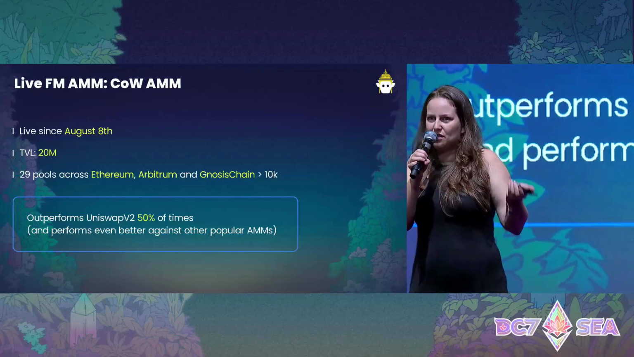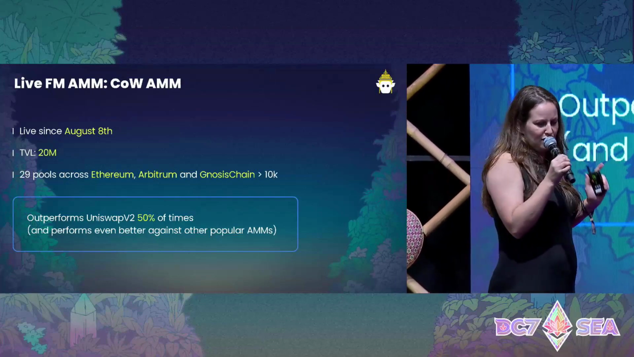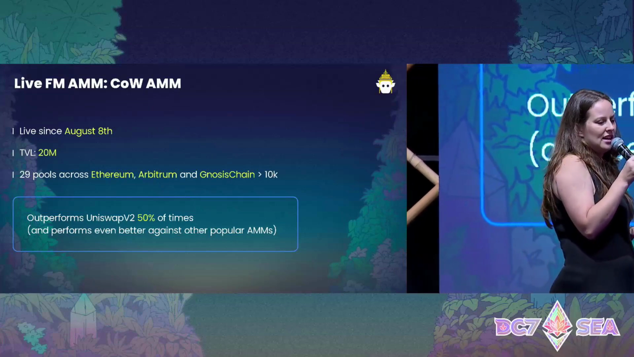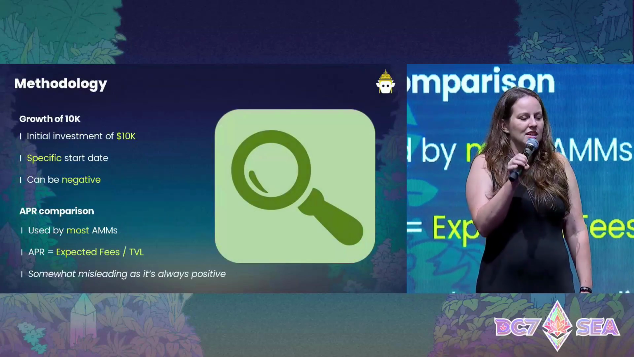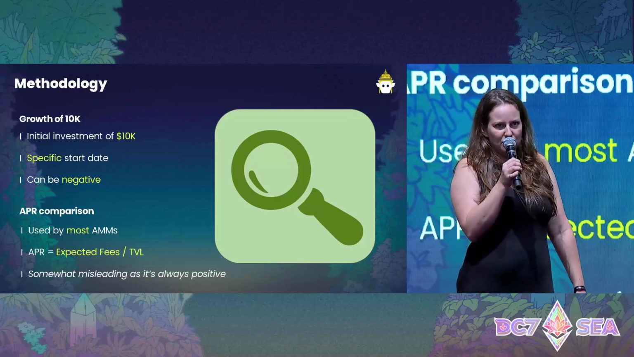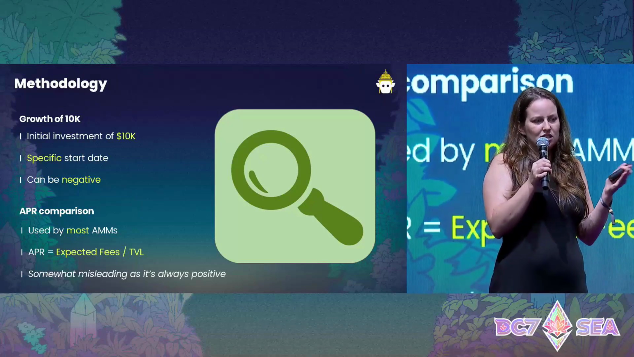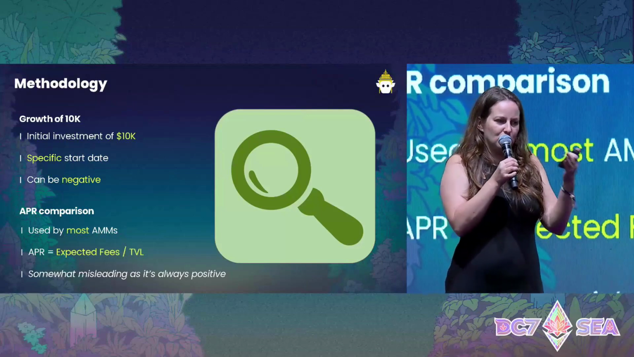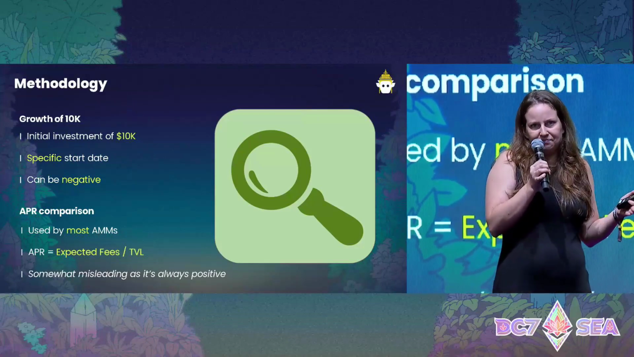You might wonder, why do we compare against Uniswap v2? The reason is that Uniswap v2 is currently performing best for passive liquidity providers. So we wanted to compare CoW AMM against whoever is performing the best. Let's look into the methodology we're using. We looked into growth of 10K. So essentially, if you deposit $10,000 US into a pool on CoW AMM versus the equivalent Uni v2 pool at the same moment in time, how does the strategy perform?